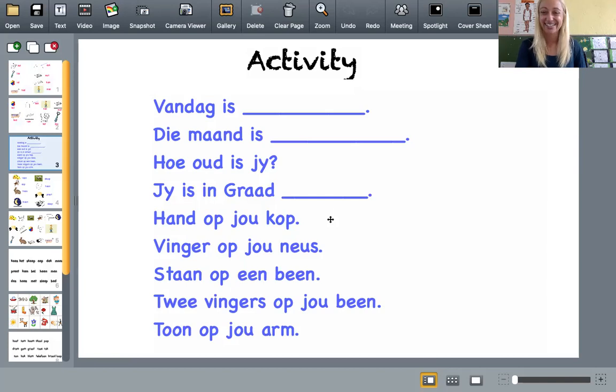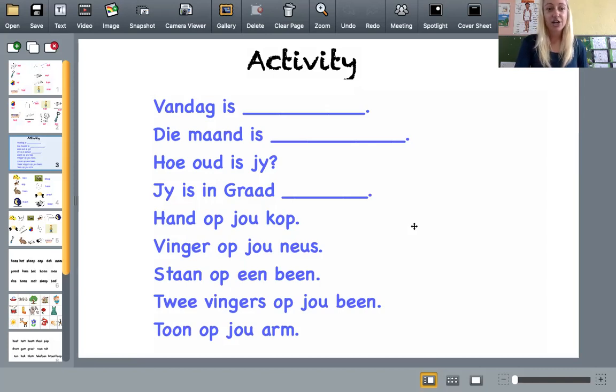And the last one is a bit funny. I'm not going to demonstrate this one, but you can do it. It says toon op jou arm. Can you do that? Can you reach? Toon is toe. Put your toe on your arm. Can you do that? I hope you're doing it and having a good giggle. Okay, so that was just our fun activity for today.